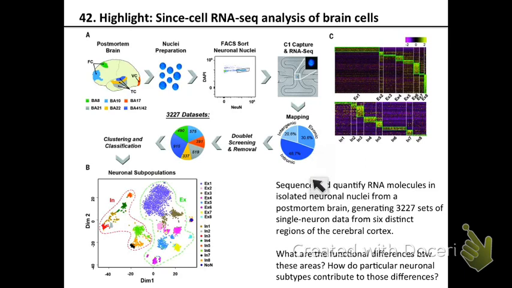And what they generated were 3,000-some single neuron datasets that correspond to distinct regions. And some of the questions that you can answer with this data are, what are the functional differences between these areas, right? And how do particular neuronal subtypes contribute to these differences? What are the genes whose expression contributes to these differences, right?